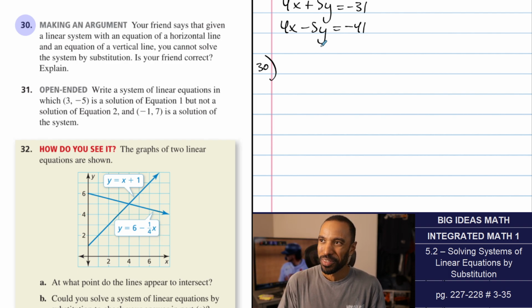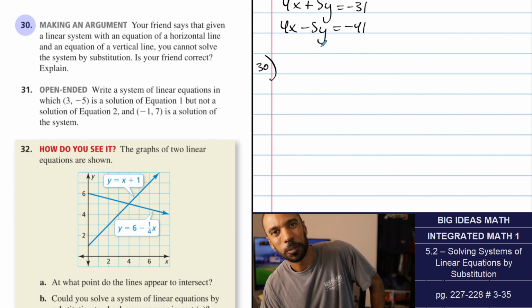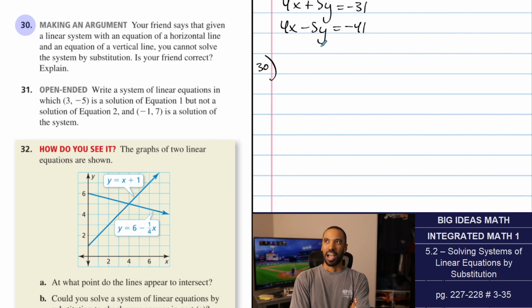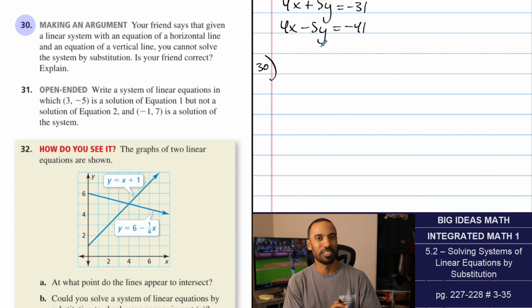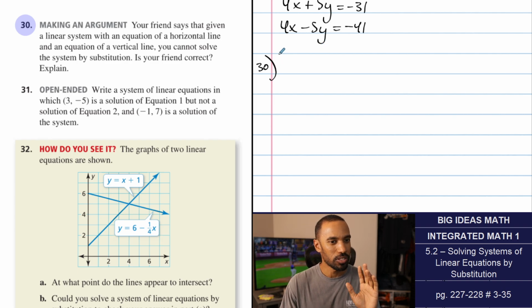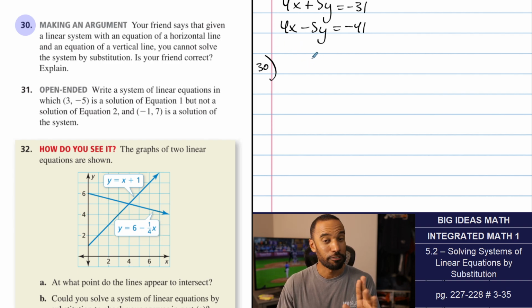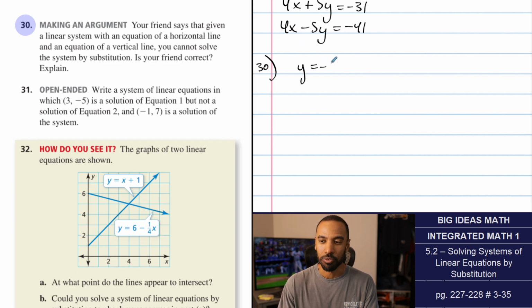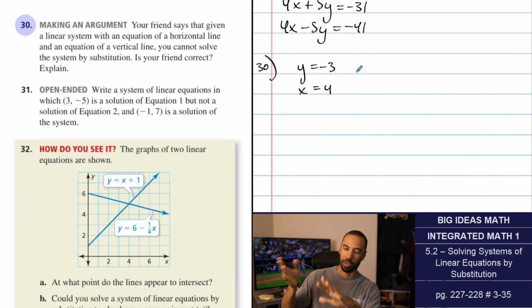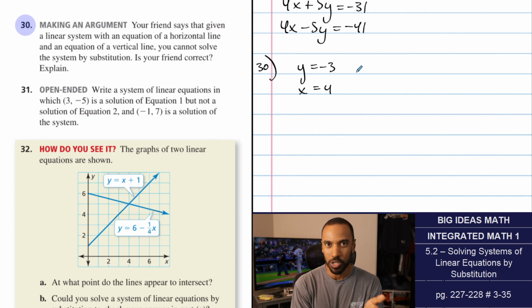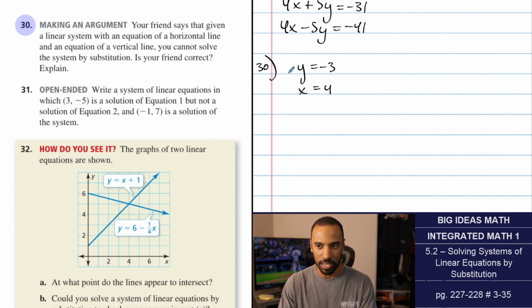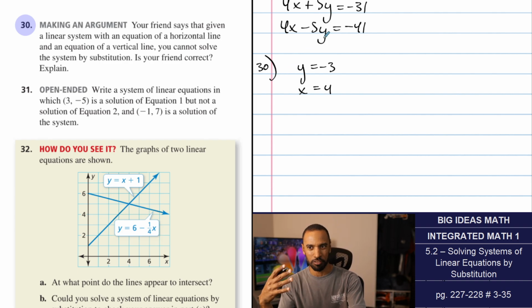Okay. I guess your friend's correct, but your system is solved. So here's what they mean. What does a horizontal line look like? Horizontal line, for example, is like y equals negative 3. And a vertical line, for example, is like x equals 4. Okay. When it comes to the substitution method, once a variable is by itself, it takes place of the variable in the other equation, and you solve for the other variable.